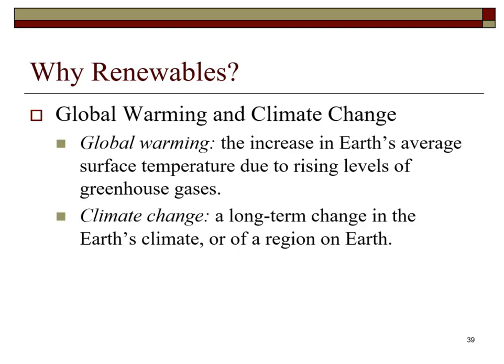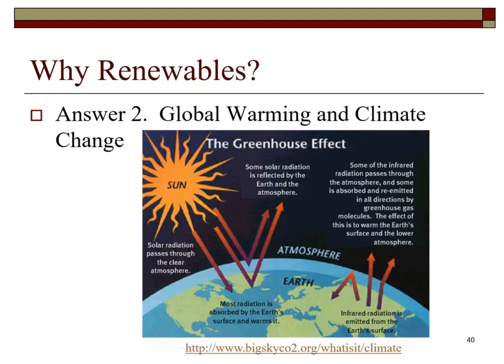Global warming applies to the long-term trend of rising average global temperatures. Climate change is a broader term that reflects the fact that carbon pollution does more than just warm our planet. Carbon pollution is causing changes in rain and snow patterns and increasing the risk of intense storms and droughts. The second reason for using renewable energy is global warming.